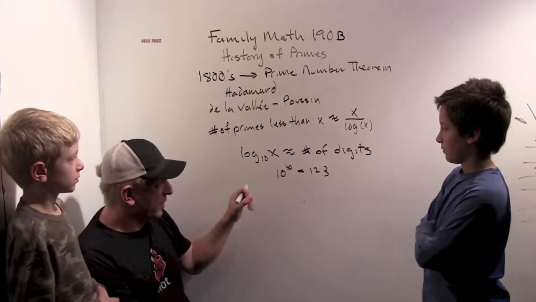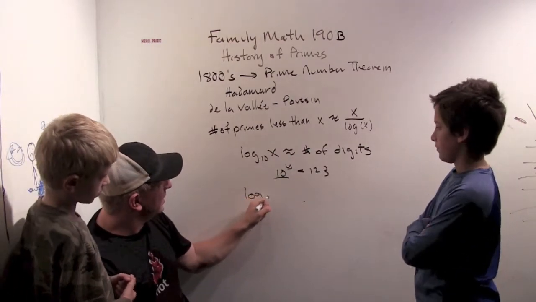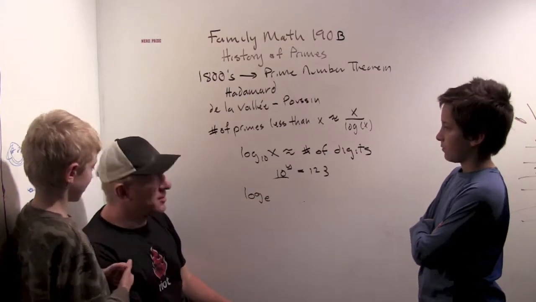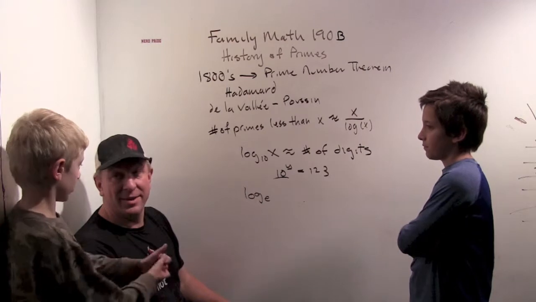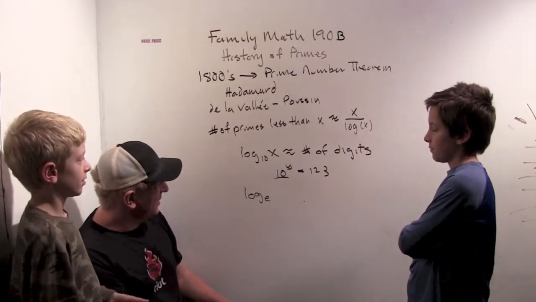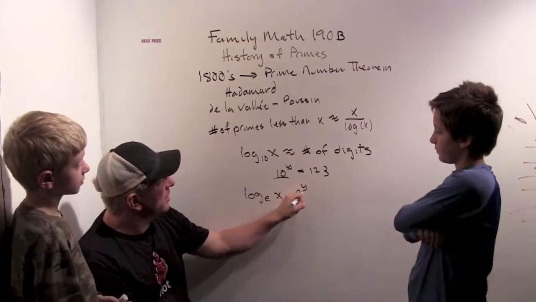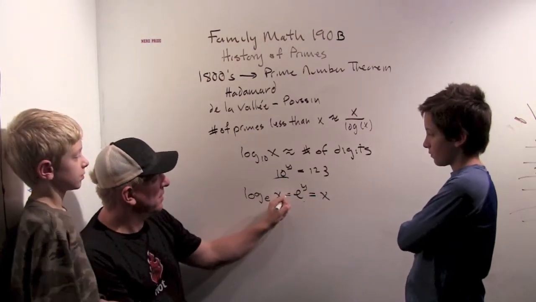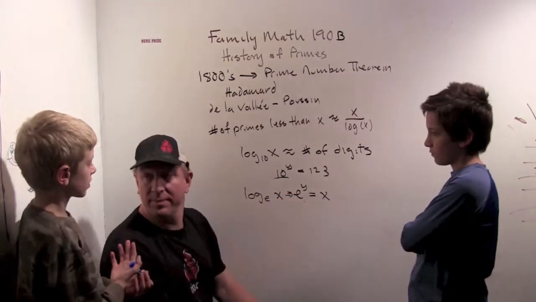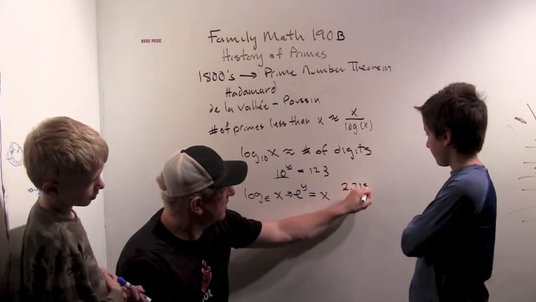Mathematicians like to work with a different number instead of 10. They like this number, e. Do you know about e? Euclid found it. Not Euclid, Euler. Log base e of x answers the question, e to what number equals x. And e is about 2.71828.